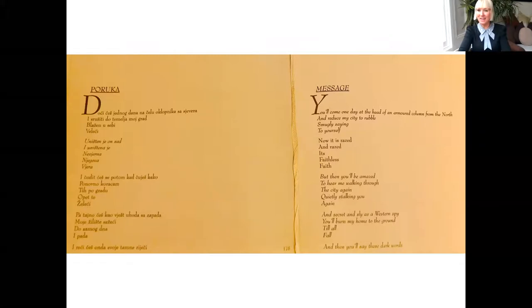So the poem is called Message, and it is like a message of a medieval knight sleeping under one of those tombs to generations of today. So this is what it says.